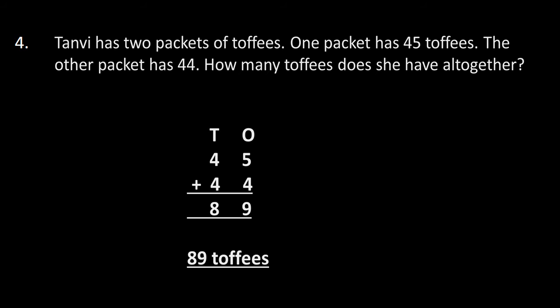Now we will add the numbers in ones place. 5 plus 4 is equal to 9. Write 9 under ones place. And now add the numbers in tens place. 4 plus 4 is equal to 8. Write 8 under tens place. So, we get the number 89. So, children, 89 toffees Tanvi has altogether.